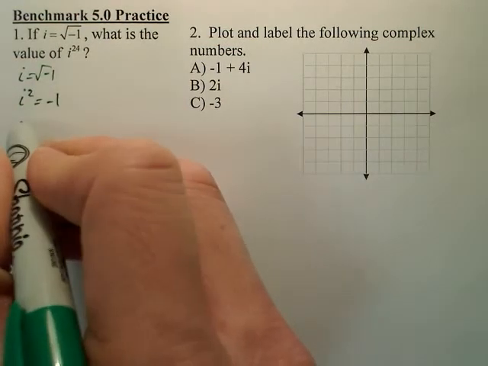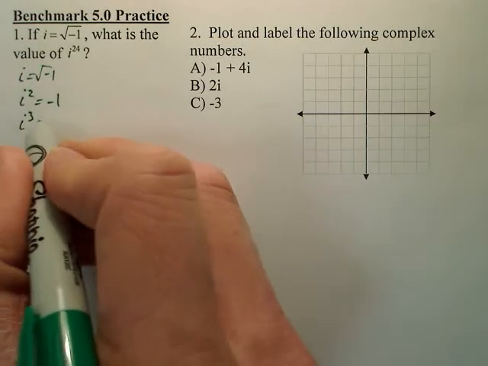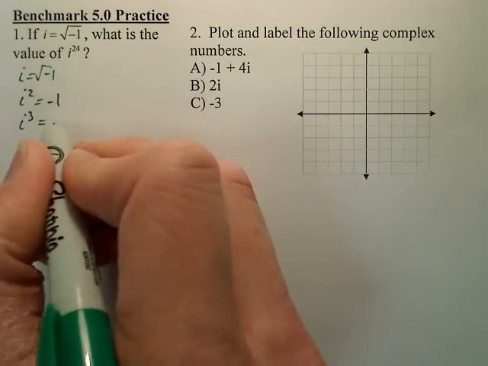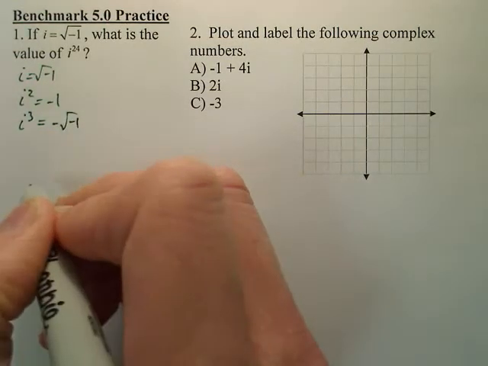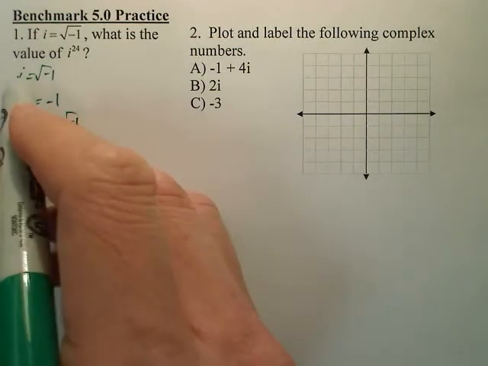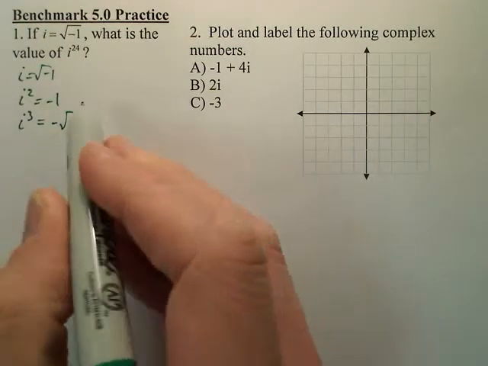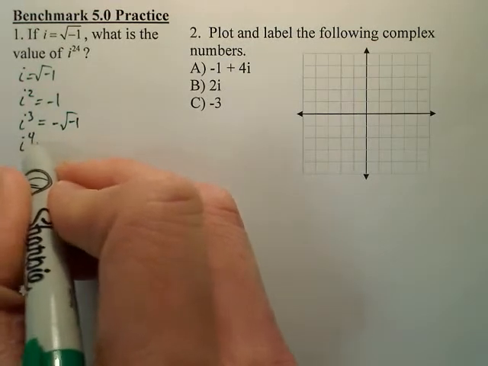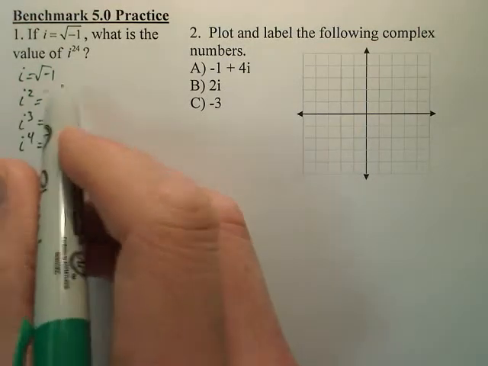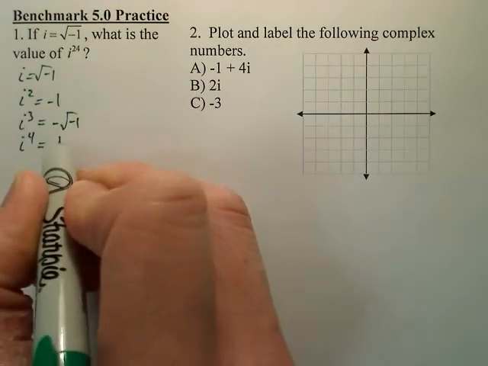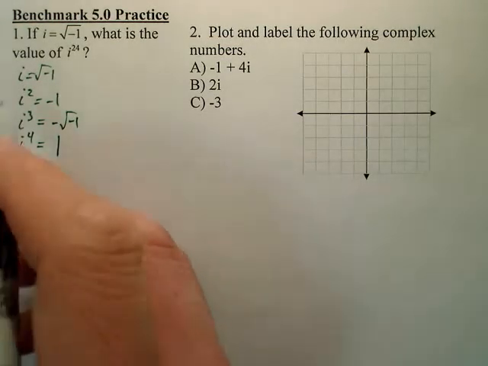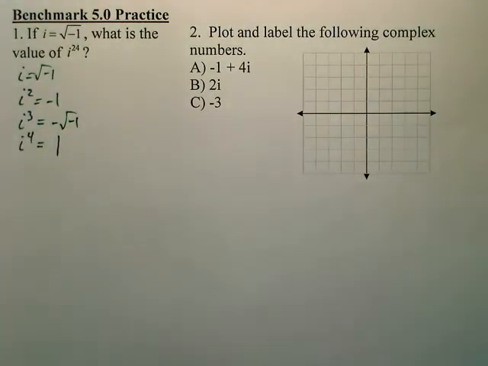Let me square this. i to the third would be this times this, which would be the opposite, because i to the third is i times i squared. And then i to the fourth is just i squared times i squared, so negative 1 times negative 1 is positive 1. And then the pattern will repeat itself.